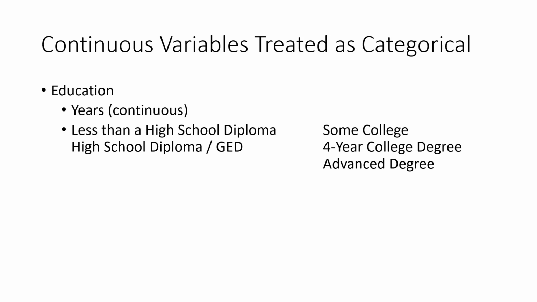Sometimes we have variables that could be continuous, but we have to measure categorically. One common example that we may encounter is education. We could measure education in terms of years of education, and that is a continuous variable, but that's also often very messy. So it is more common to bucket education into 5 groups, sometimes fewer, sometimes more, depending on your need, but generally, we measure education in terms of having less than a high school diploma, having a high school diploma or GED equivalent, having some college, having a 4-year college degree, or having an advanced degree.